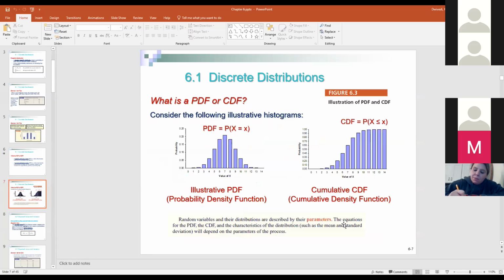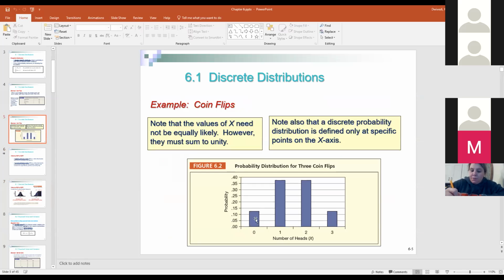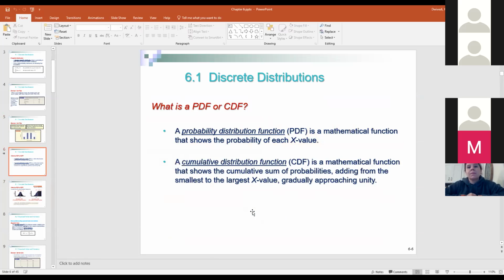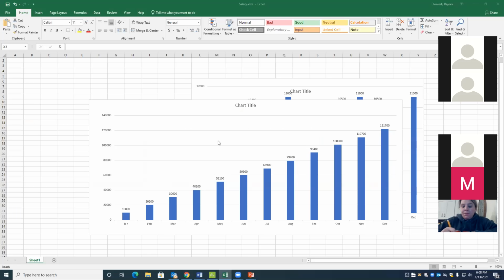Now, PDF and CDF. What is the difference between PDF and CDF? So this is a clear example of PDF. The PDF means the individual event probability, that is the probability distribution, and CDF is the cumulative distribution function. I can very simply explain using my Excel. Can you see my Excel part? Yes.